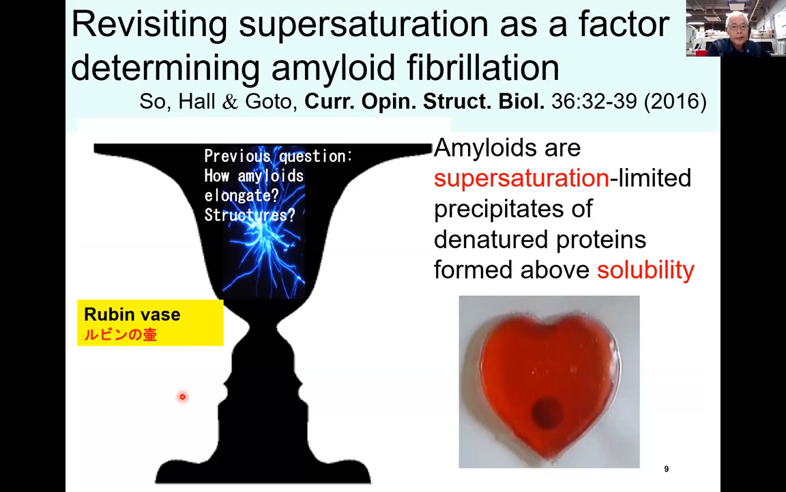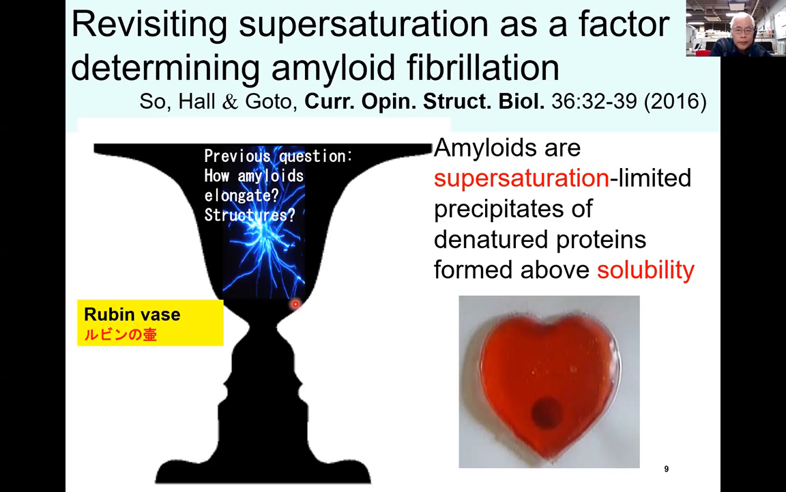The idea is not so new. Quite old research suggested the importance of supersaturation for understanding prion disease and amyloid diseases in general, amyloid formation. So we are very much interested in the structures. Amyloid structures are getting clear for a variety of proteins. But this kind of result we emphasize, so a different view is important as well.